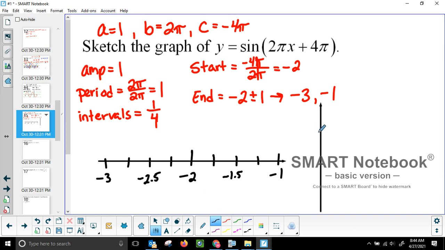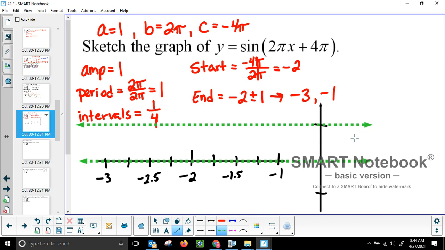And again, our amplitude is just 1, so we're just going to be going up 1 and down 1. So we can put our guidelines on here again. As of now, our baseline is the x-axis. Our amplitude of 1 tells us we need to go up 1 for the maximum and down 1 for the minimum.